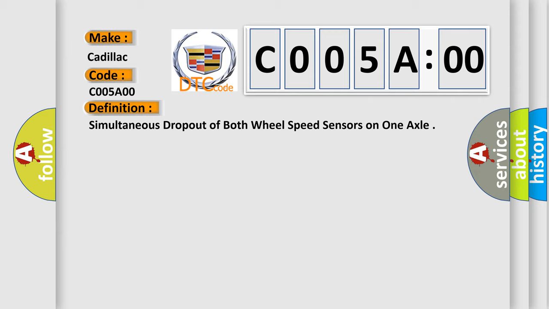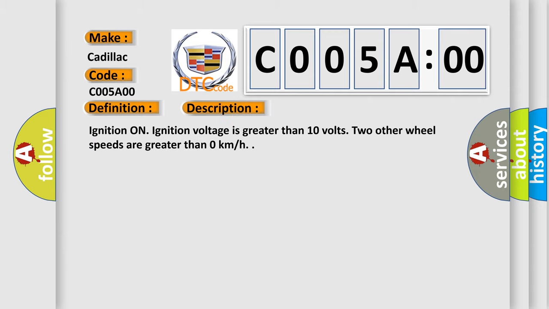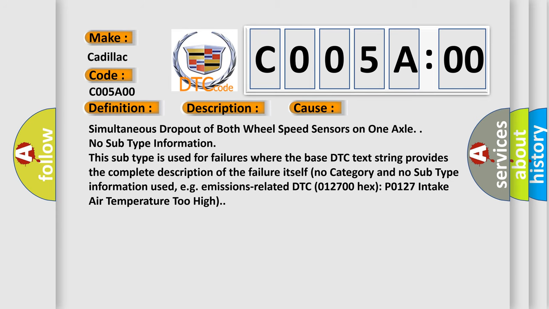And now this is a short description of this DTC code. Ignition on. Ignition voltage is greater than 10 volts. Two other wheel speeds are greater than 0 km per hour. This diagnostic error occurs most often in these cases: simultaneous dropout of both wheel speed sensors on one axle.